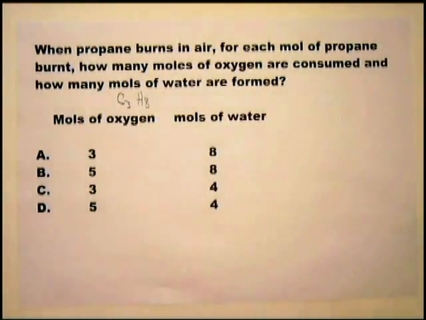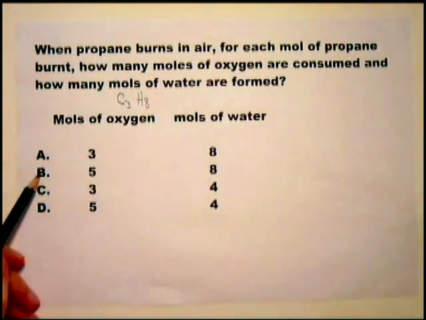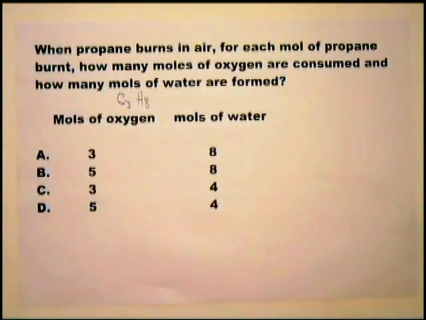And immediately you see that, you realize that those hydrogen atoms, those 8 of them, are going to form the water. And they can only form 4 moles of water. 8 hydrogen atoms can only form 4 moles of water. Therefore, the only two you're looking at are C and D. You can ignore A and B immediately.